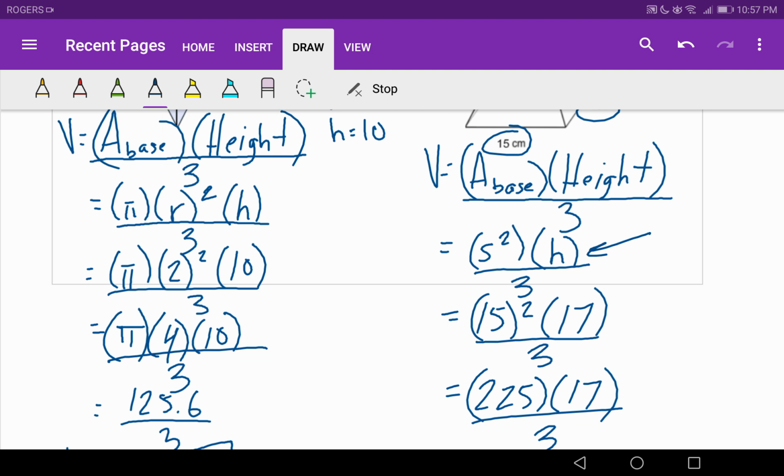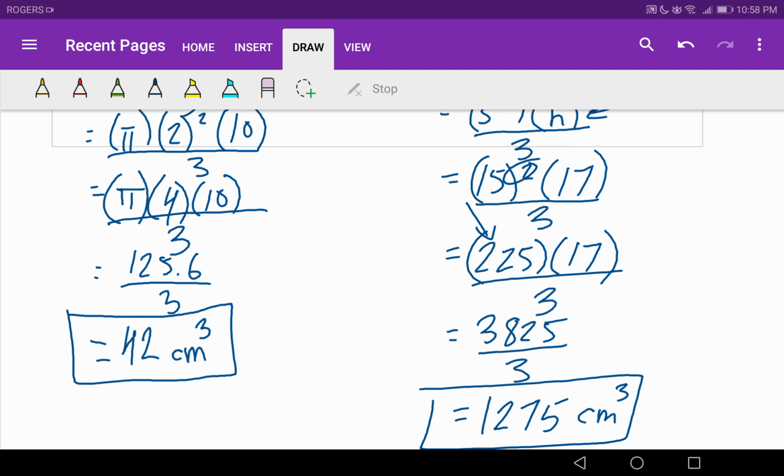All right. And then plug in your numbers. So my s, or my side length, is 15. And my height is 17. Don't forget the exponent 2 there. And then don't forget to use BEDMAS. You have to do 15 squared before you can multiply. So I did 15 squared is 225. Then I can multiply it by 17, which I did below. Okay?